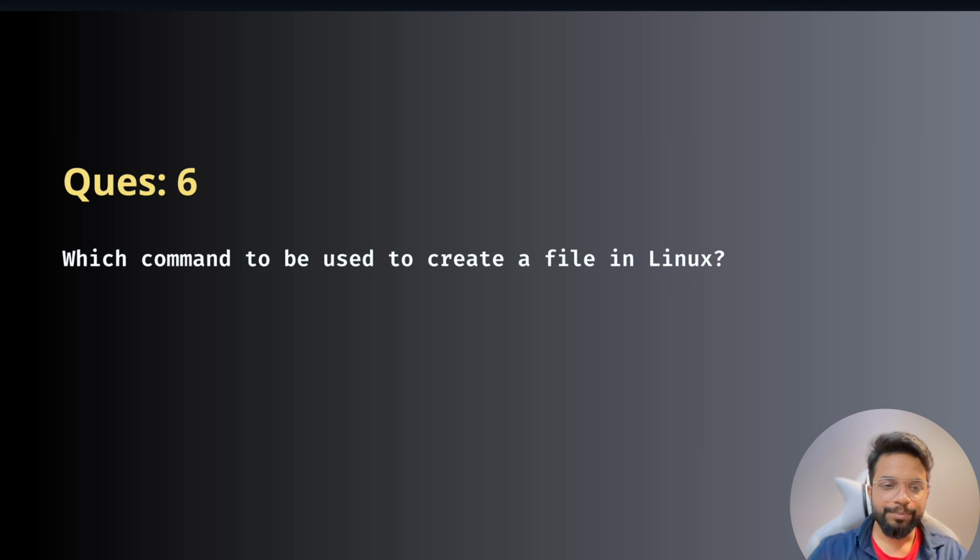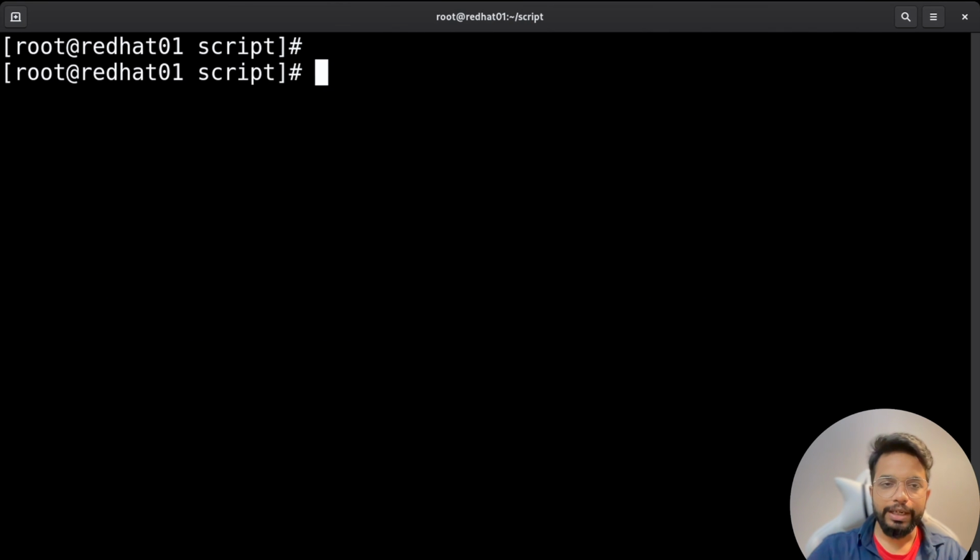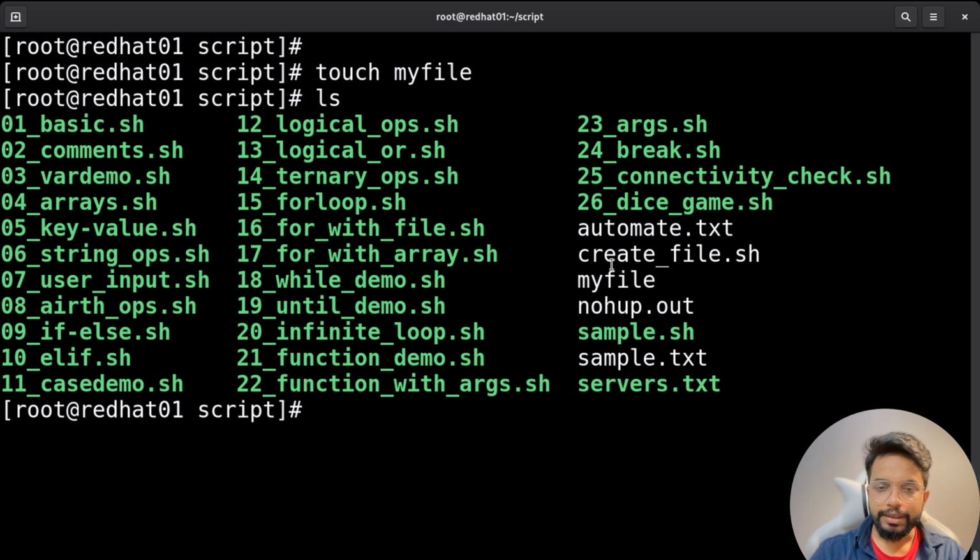Question number 6. Which command can be used to create a file in Linux? Let's see the answer. There are different ways we can use to create a file. For example, the touch command we can use, vi or vim editor we can use. We can also use nano. One example I can show you quickly. For example, touch myfile, and if I do ls, you can see my file has been created.